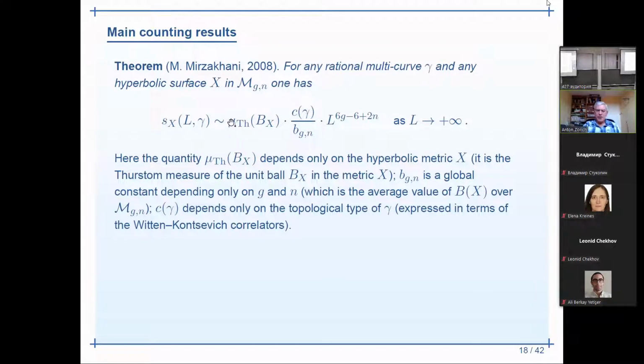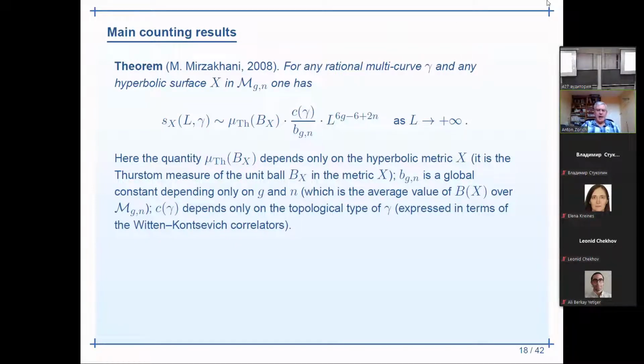However, in this coefficient, there is a part which depends only on the hyperbolic metric, shared by both separating and non-separating. And there is a part of this coefficient, the C of gamma, which doesn't know anything about the hyperbolic metric and knows whether gamma is of separating or non-separating topological type. And Mirzakhani distinguishes a global constant B_{g,n}, which depends only on genus and n, and which has a certain topological meaning. Actually, this B_{g,n} is just the average of this first coefficient with respect to the entire moduli space.